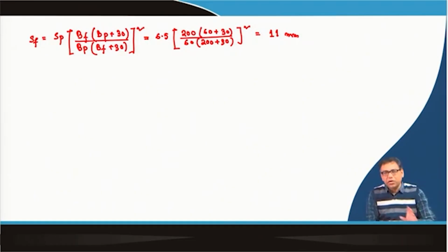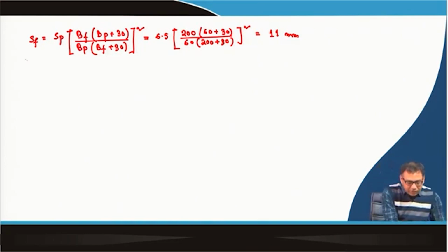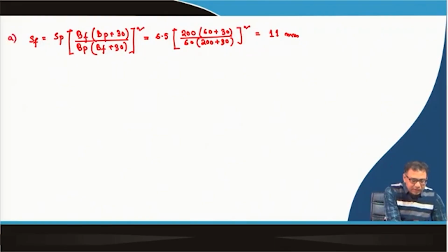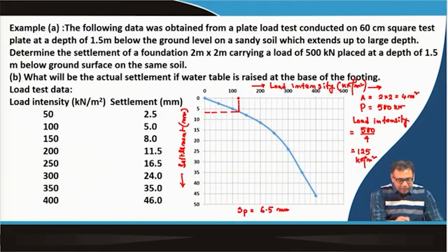So, what have we done? We have taken the loading intensity, the same loading intensity, to determine the settlement of the plate, then we converted it to the settlement of the foundation by using the available correlations for sandy soil. Okay. But here the effect of water table is not considered. So, this is the first part of the problem.